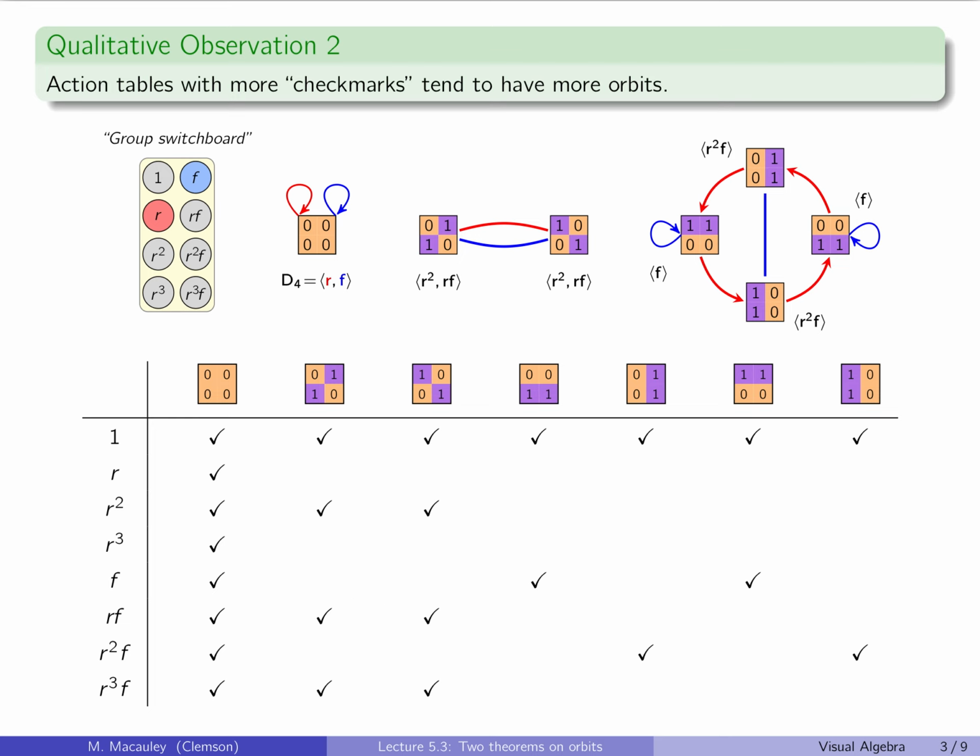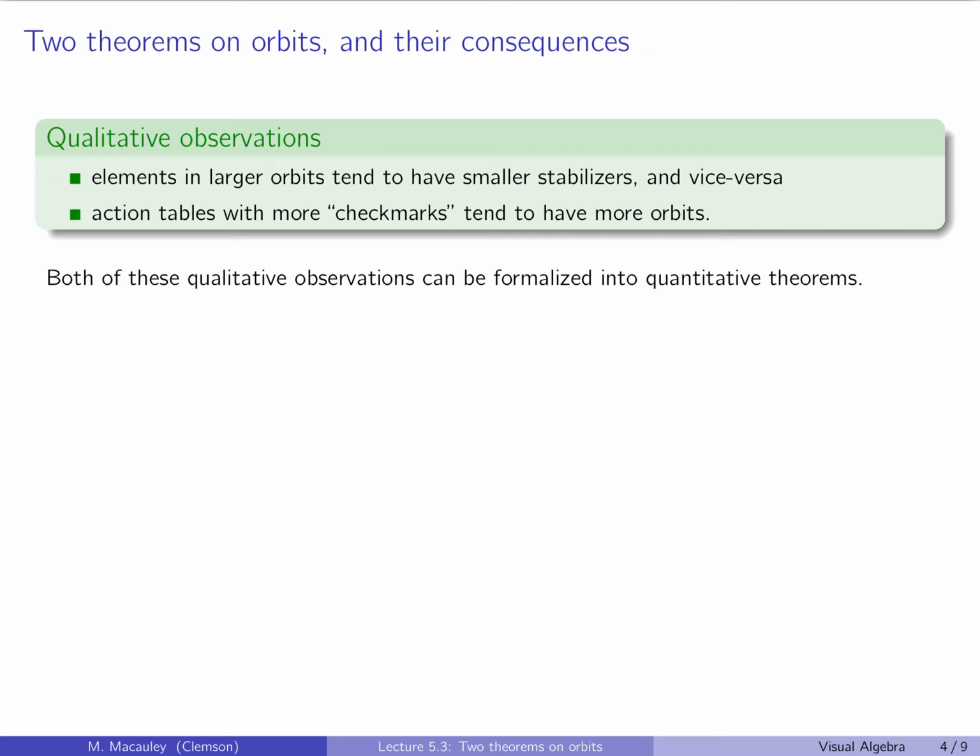Let's summarize our 2 qualitative observations. First, elements in larger orbits tend to have smaller stabilizers, and vice versa. Second, action tables with more check marks tend to have more orbits. Recall that the check marks correspond to the fixators. So when an action table has more check marks, that just means that the fixators are larger. So the group elements fix more things, and so there should be more orbits, and vice versa.